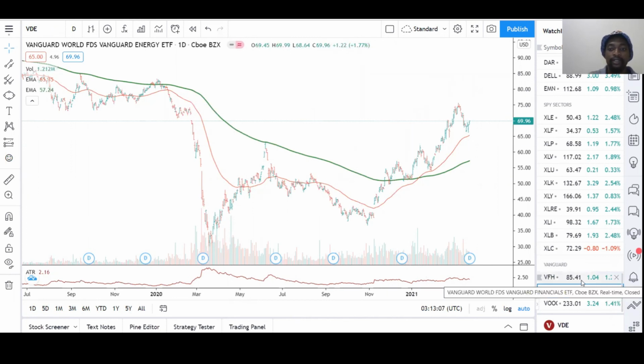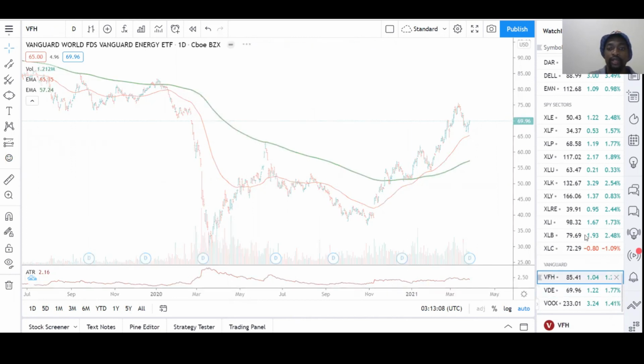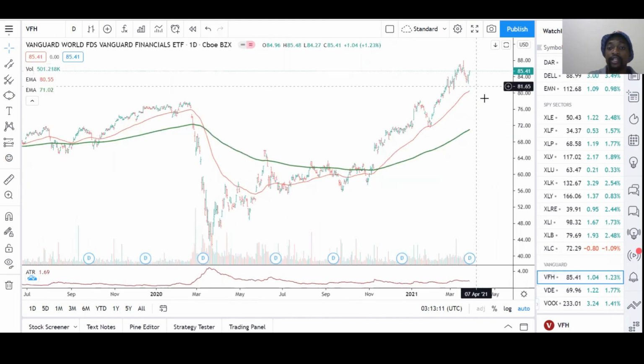And then the final ETF that I am bullish on is the Vanguard Financials ETF. If you click on the pop-up, it will take you to our JSE analysis of the financials, or the banks, retails and property ETFs, which we mentioned we are bullish on.